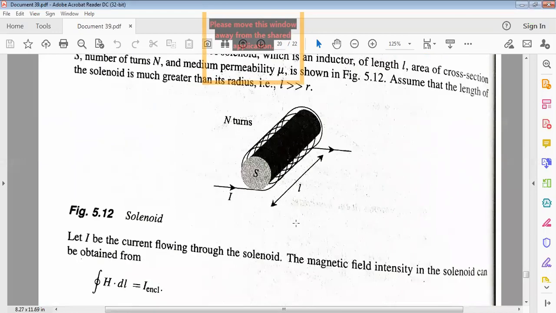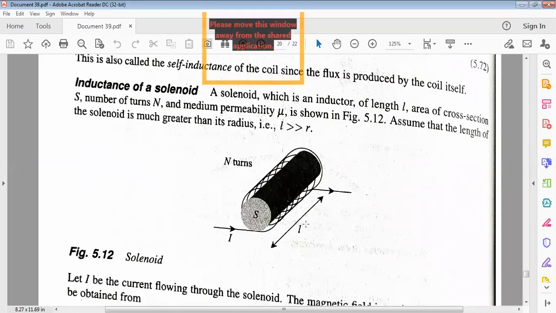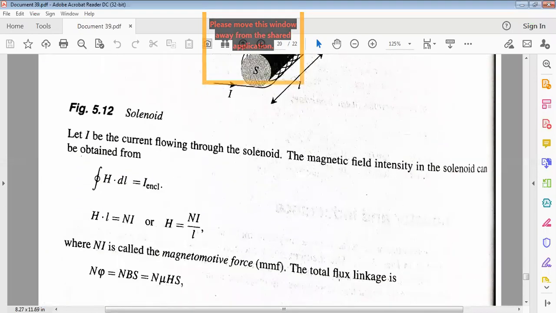Okay, inductance of a solenoid. The solenoid is an inductor of length L, area of cross section S, number of turns N, and the medium permeability is mu. The length of the solenoid is much greater than its radius, and let us assume I is the current flowing through the solenoid.